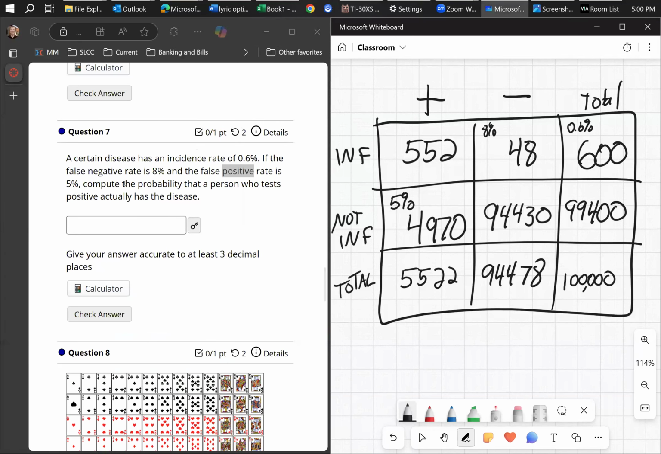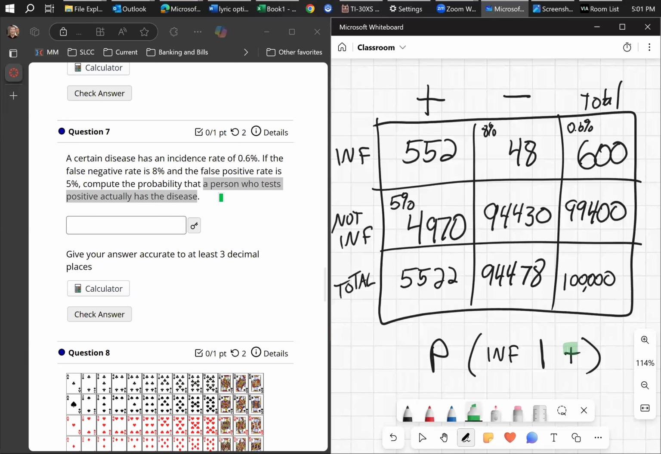Let's now look at what they ask. Compute the probability that a person who tests positive actually has the disease. Now we have to figure out, this is a conditional probability. What's given? What do we know about this person? Do we know they have the disease? No. The person who tests positive, that's what we know about them. They tested positive. So what's given about the person is that they got a positive test. What we want to find out is the probability that they actually have the disease. So we're looking for the probability of infected given a positive test.